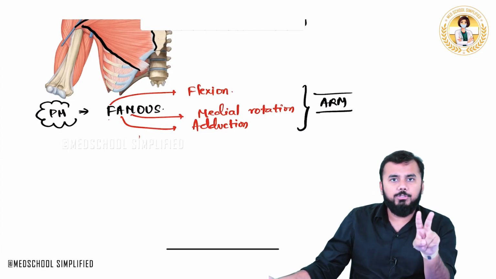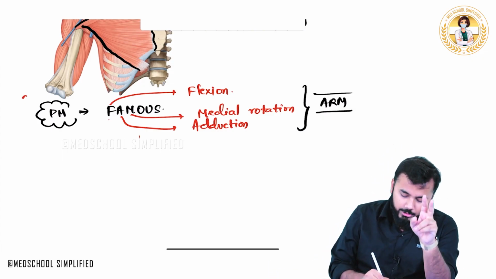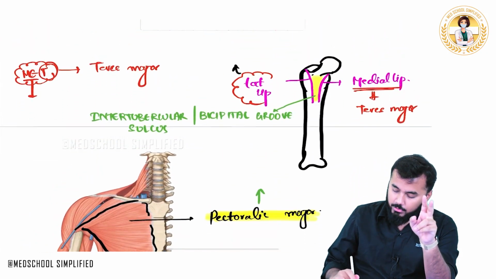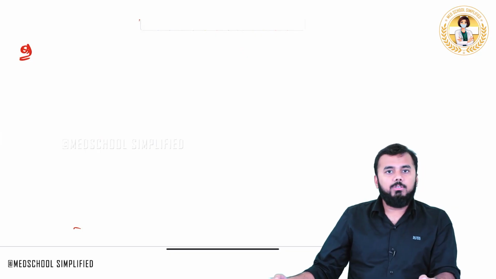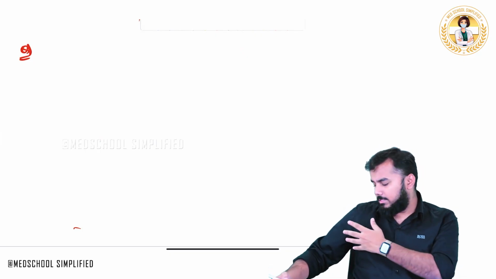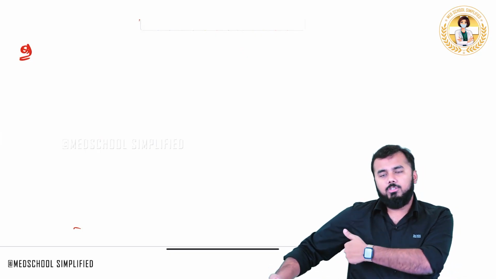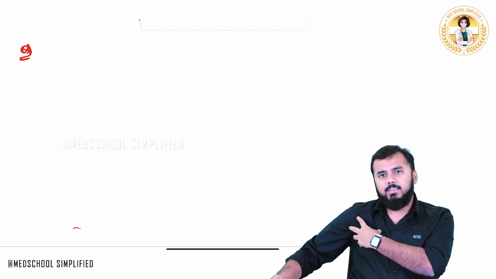These are the two important MCQs which you need to remember. This is one MCQ over here, and the other MCQ is that it is attached to the lateral lip. Third MCQ is that all these muscles, the pectoral region muscles, are located near the axillary region. This is your axilla. They are located in the axillary region here, right?